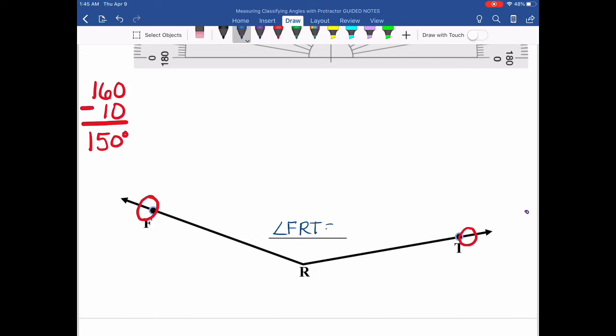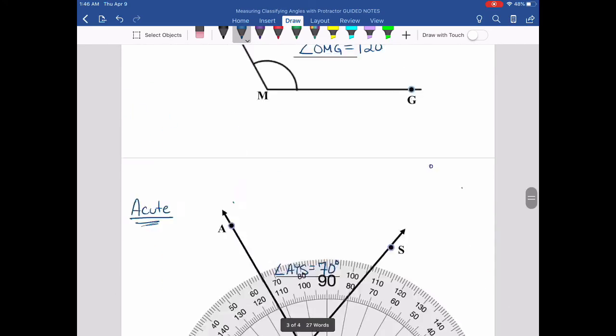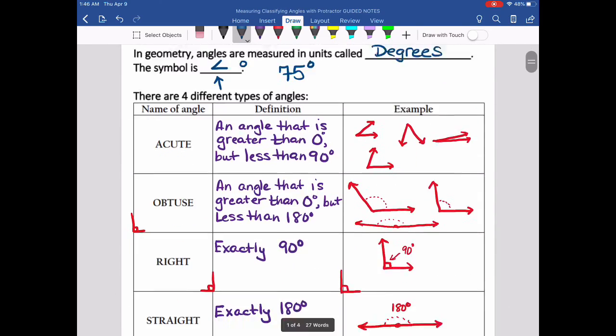Angle FRT equals 150 degrees. You can also write angle R equals 150 degrees. You can also write angle TRF equals 150 degrees. I'm not asking you to write them all three ways. I'm just showing you that there are a lot of different ways you can write it. Okay, so that does it for your lesson on measuring angles.